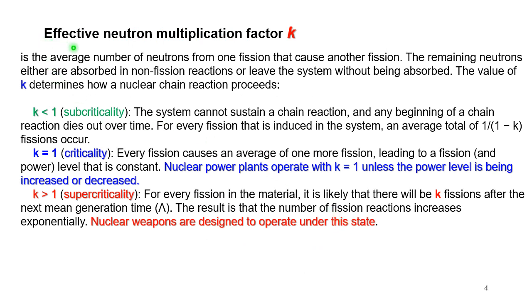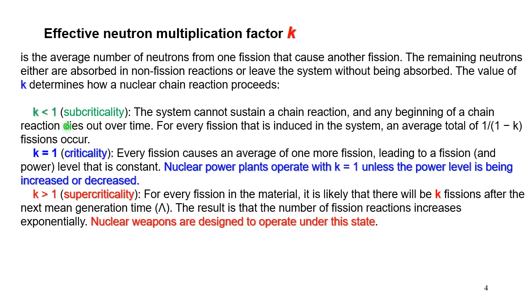There is one concept of effective neutron multiplication factor, K. Now, we know that we have 3 neutrons, but the destiny of these neutrons is different. K is the average number of neutrons from one fission that cause another fission. The remaining neutrons, of the total of 3, either are absorbed in non-fission reactions or leave the system without being absorbed. The value of K determines how the nuclear chain reaction proceeds.